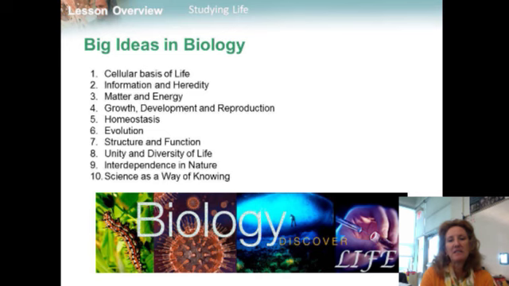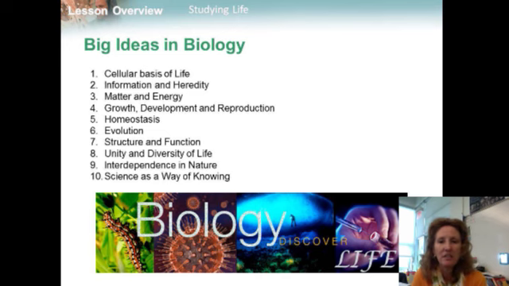So the cellular basis of life. As we said before, all living things are made up of cells. Some are single-cell organisms, others are multicellular. In fact, the human body has over 200 different types of eukaryotic cells. Another thing is information and heredity. Living things are based on the universal genetic code, DNA, which can also affect your health.